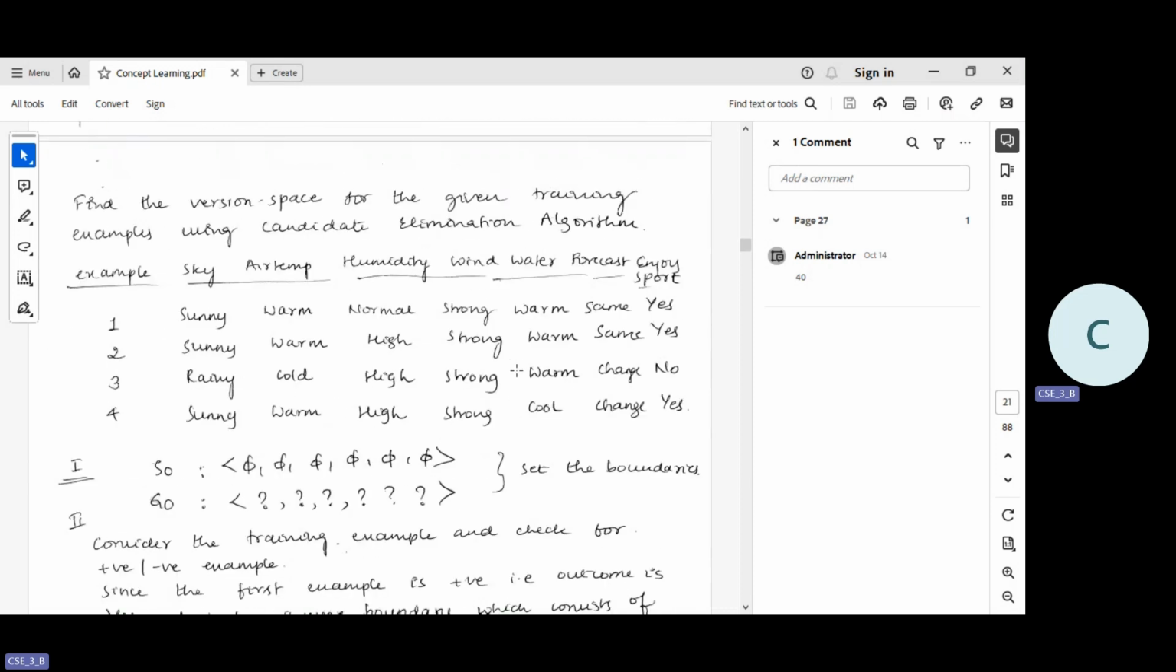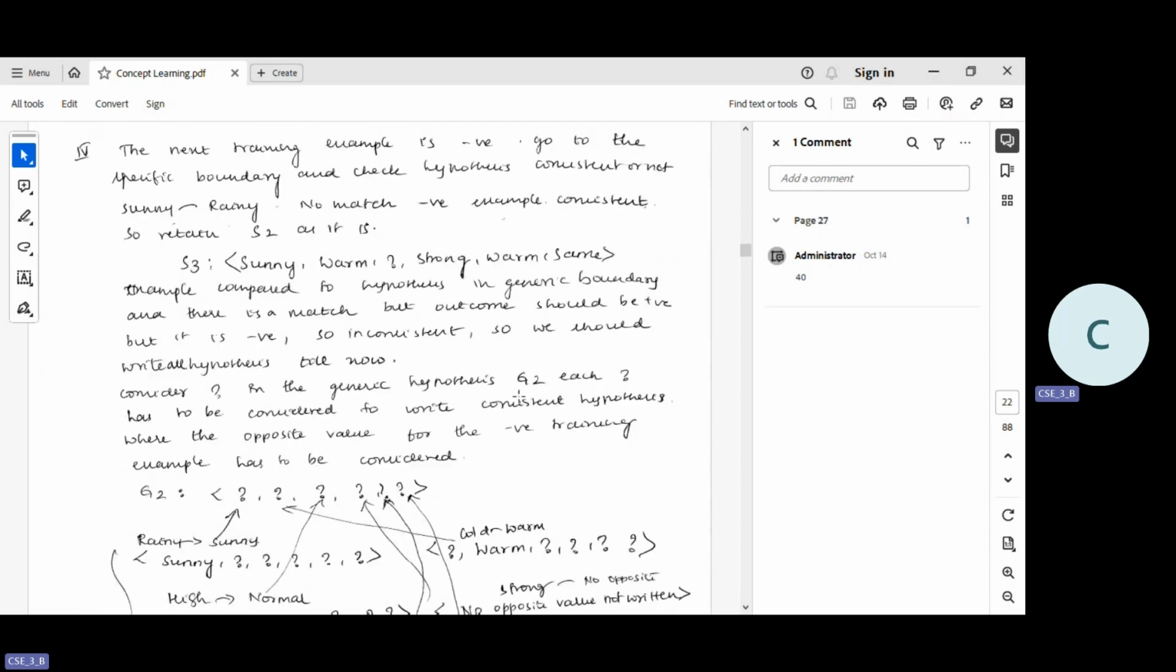So we can refer it to the data set. So there is the same. So we can see here the change, that is opposite. For change, again, it is same. So in the negative example, we got the change as the attribute value. So its opposite is what? Same. So that has to be updated.